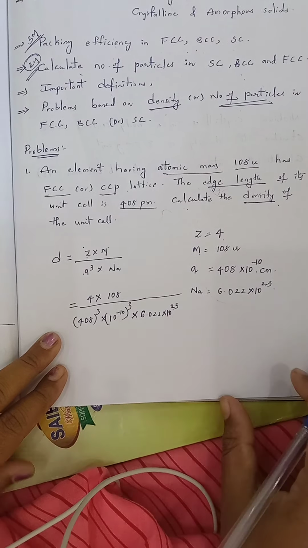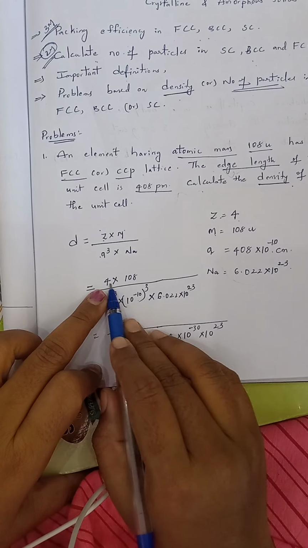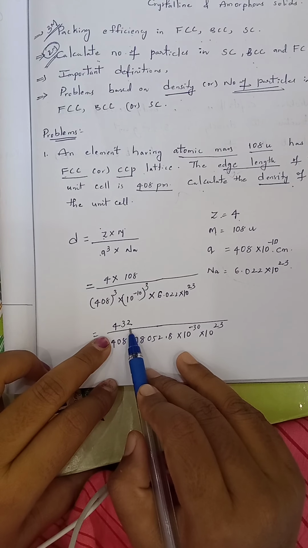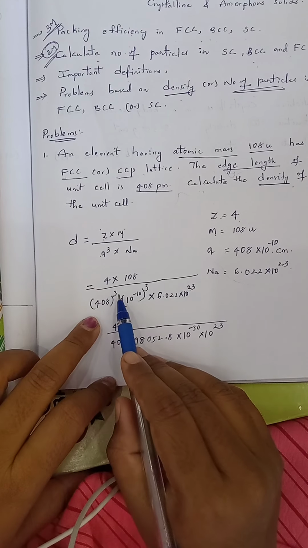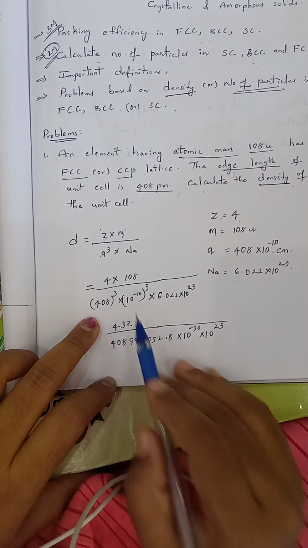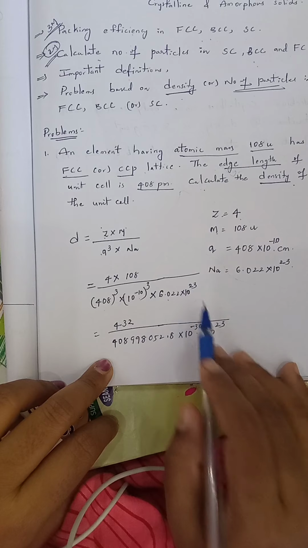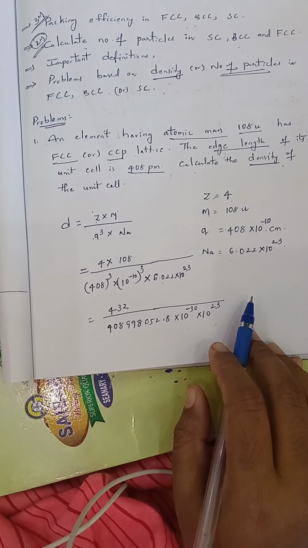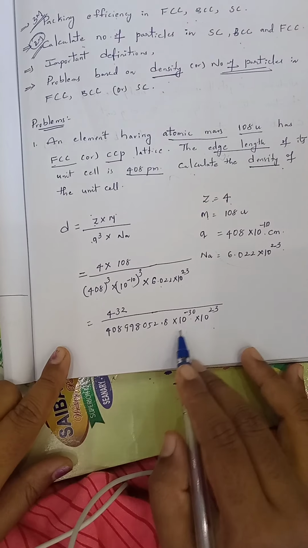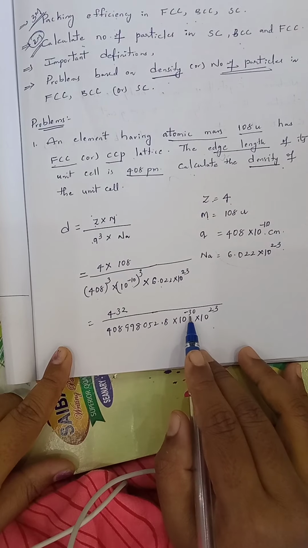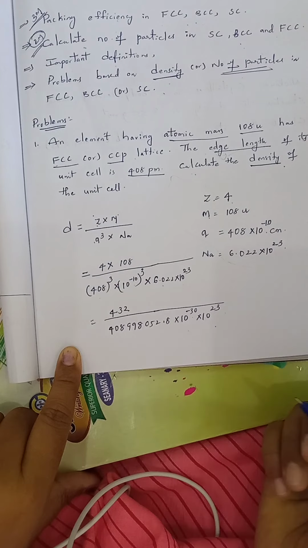Now do the calculation. After calculating 4 into 108, you will get 432. Then 408 cube value multiplied with 6.022, you will get this much value. And 10 to the power of minus 10 whole cube equals 10 to the power of minus 30 into 10 to the power of 23. I am taking it as it is, and you know this value. 10 to the power of minus 30 into 10 to the power of 23 is nothing but 10 to the power of minus 7.